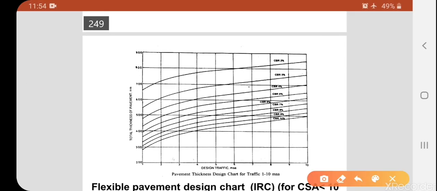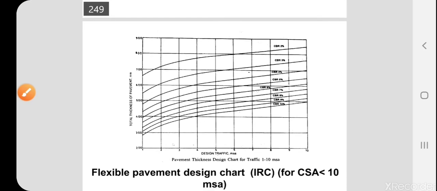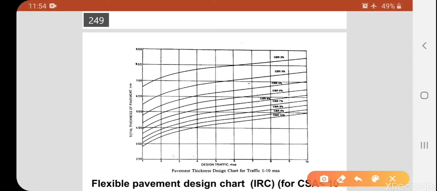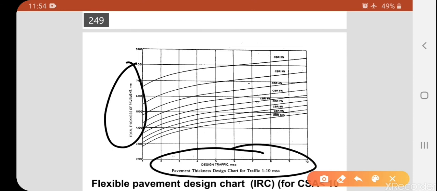So you can refer to the textbook by Khanna and Justo. You can see here the total thickness of the pavement from 200 to 900 mm. Here we have taken a design traffic MSA pavement thickness chart, from 1 to 10 MSA. The CBR starts from 2 to 10%.